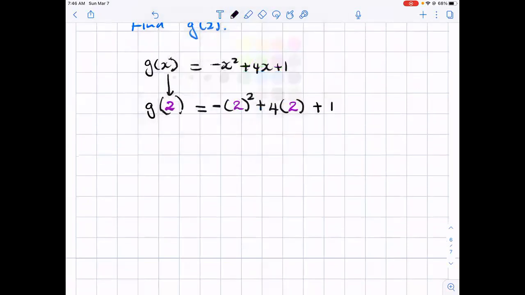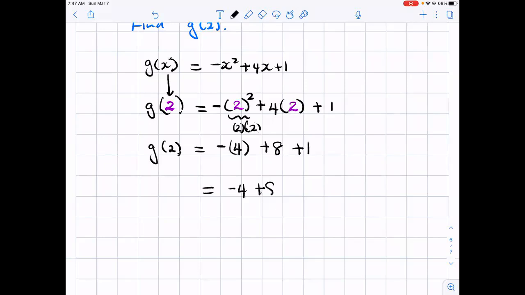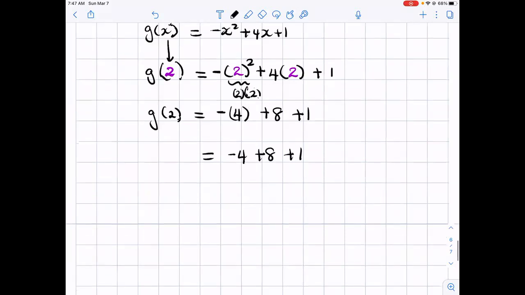So g of 2, if we now evaluate this, the minus, and this here becomes parentheses times parentheses. So we have 2 times 2, so this is 4, plus 8 plus 1. So we have minus 4 plus 8 plus 1. So g of 2 is equal to 5.